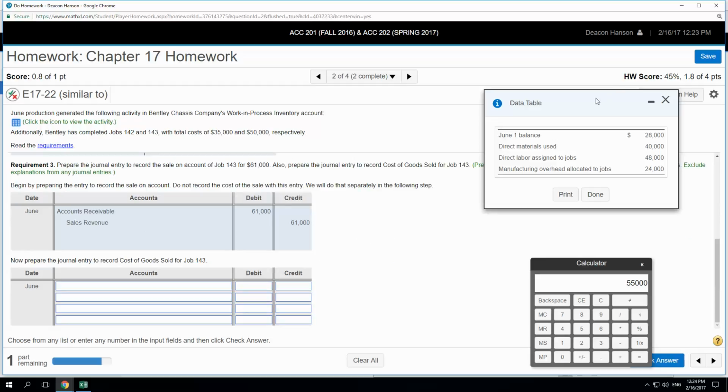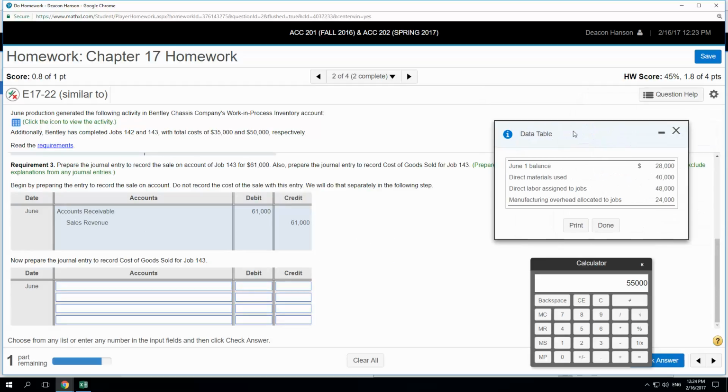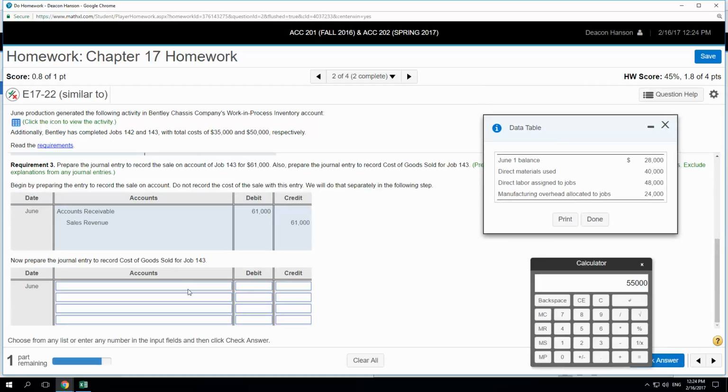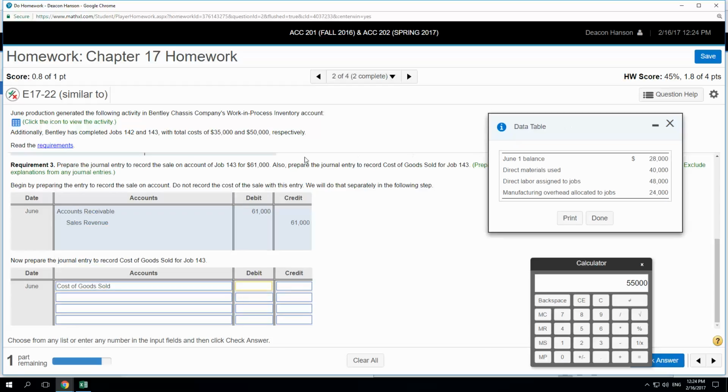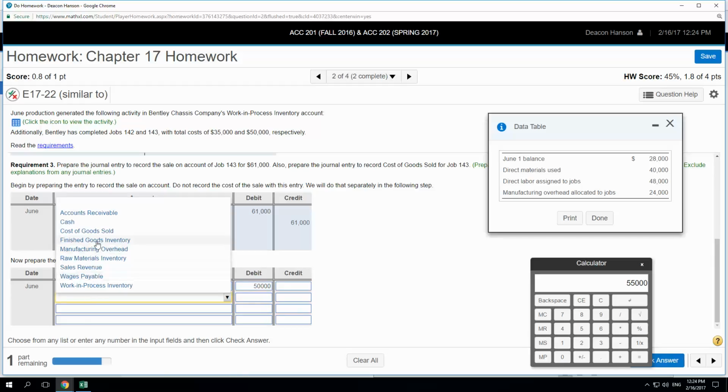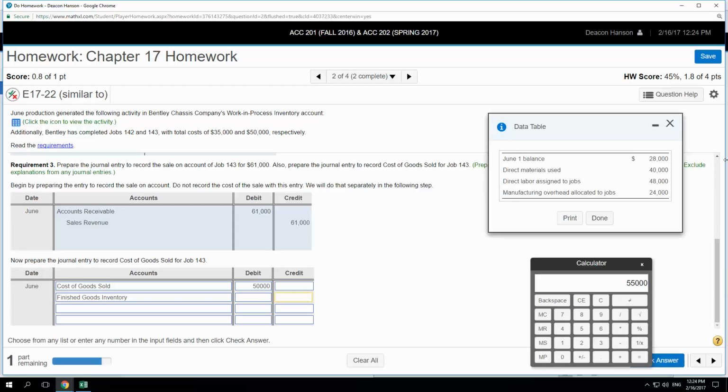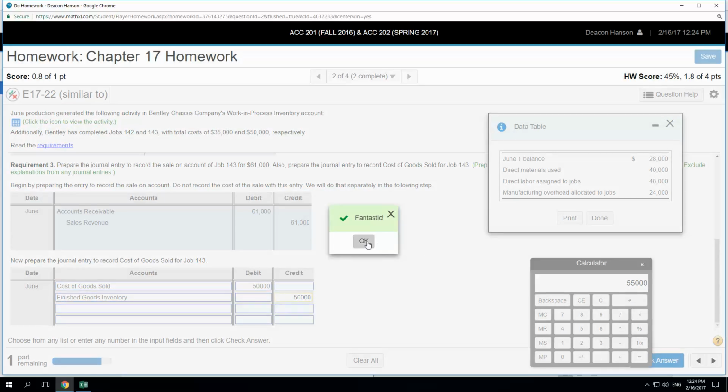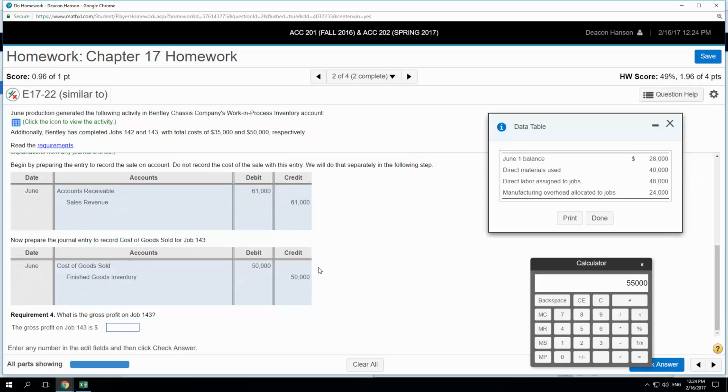Now, like we did in accounting 201, perpetual method, we have to book the cost. So we're going to debit cost of goods sold. And job 143, they tell us what it cost. Right up here, right? 143 is 50,000. So you're going to have a debit 50,000, and that's going to come out of the finished goods inventory. Okay. So we reduce inventory and increase the expense called cost of goods sold.